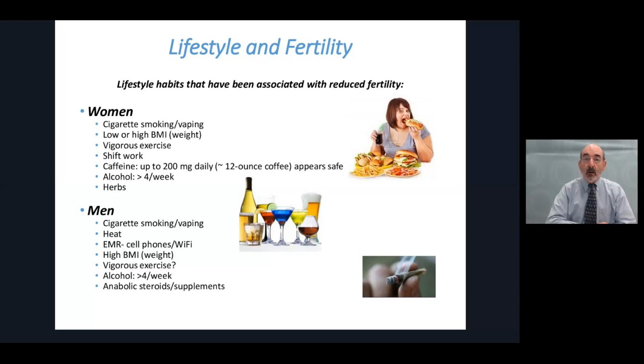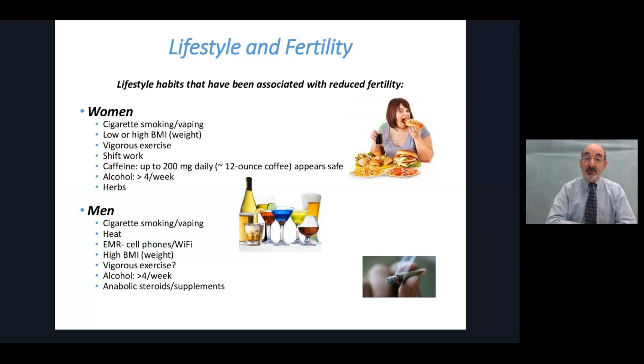For alcohol, during pregnancy, there's no safe amount of alcohol that's advised, but preconceptually, it appears that if both men and women consume between 2 to 4 alcoholic beverages a week, but no more than that, it does not seem to have an adverse or negative influence on the ability to successfully conceive. Again, once a woman does become pregnant, we advise no alcohol intake during pregnancy.